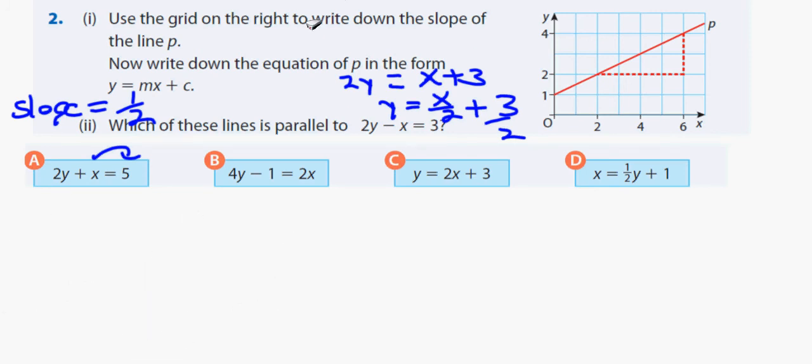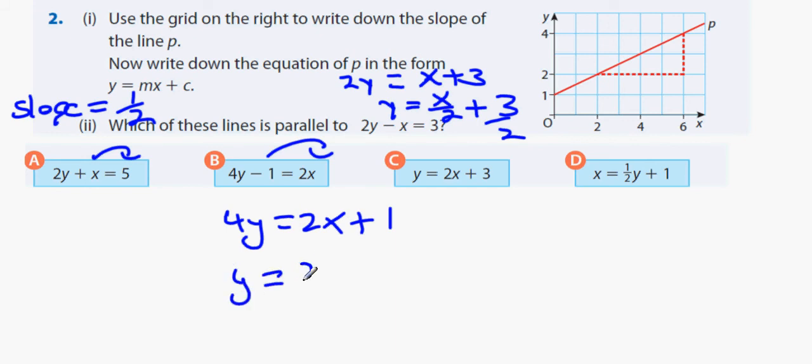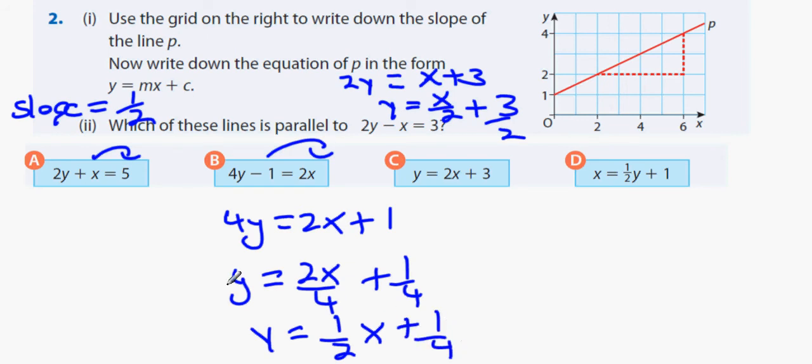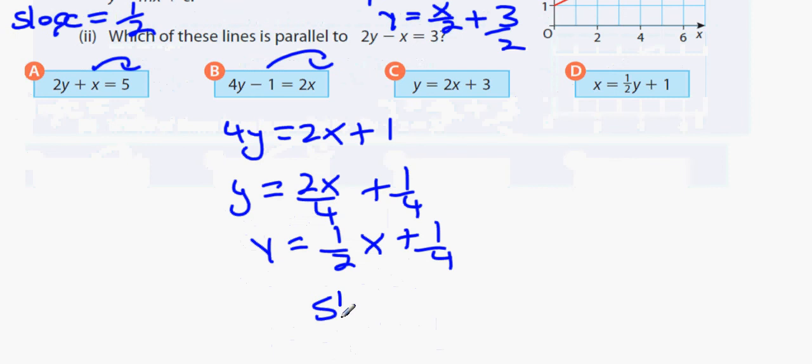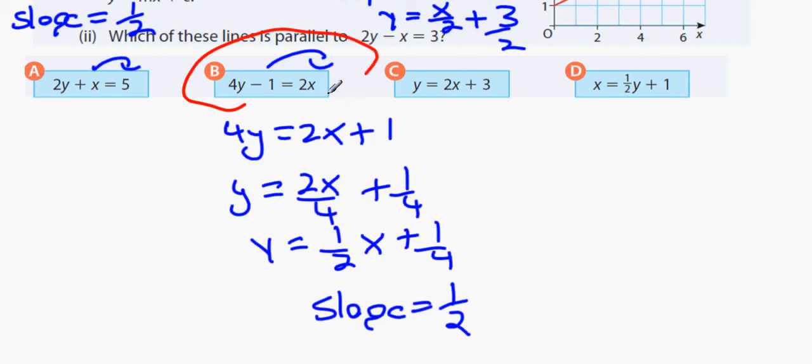Next one. Bring over the minus 1. Once again, get y on its own. Then y is going to be 2x over 4 plus 1 over 4. Y equals a half x, because 2 over 4 is a half, plus a quarter. The slope of this one is a half, because a half comes in front of the x. So B is parallel. Now let's check C.